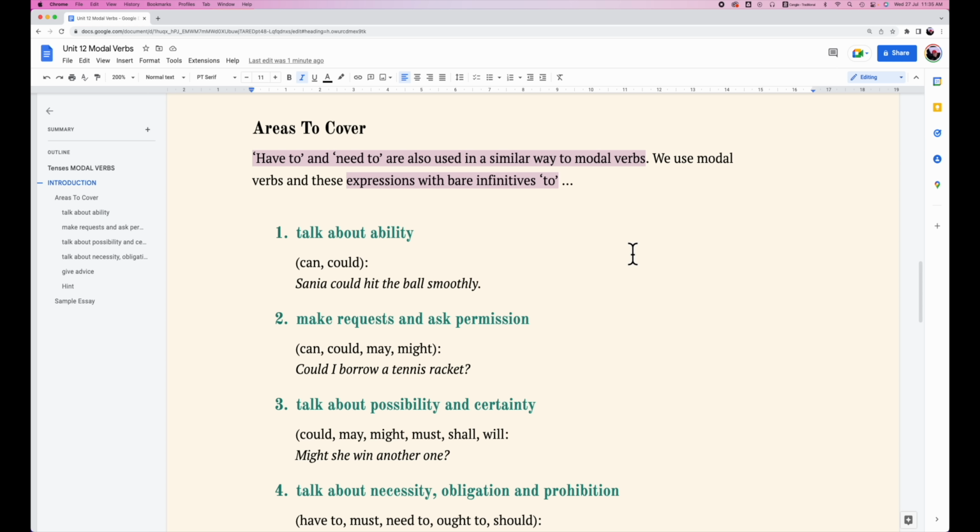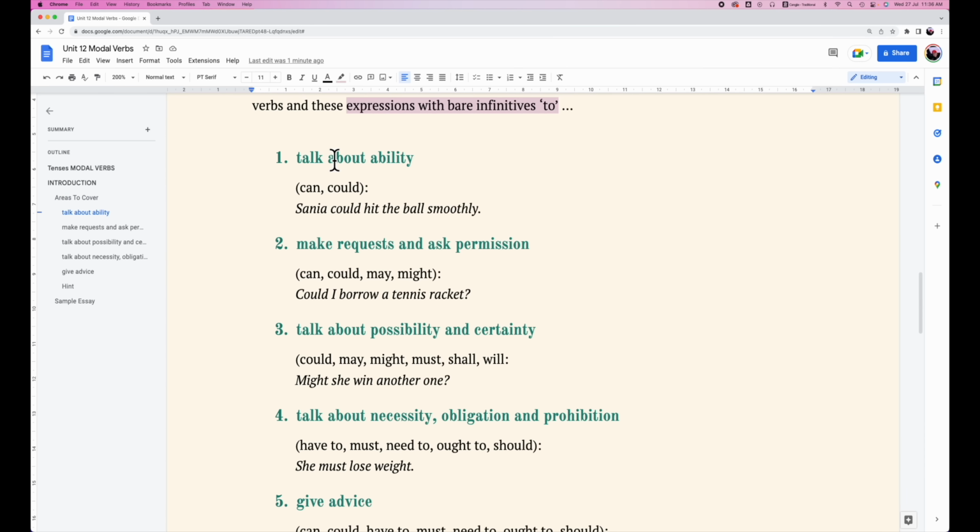And there are some areas to cover. Have to and need to are also used in a similar way to modal verbs. Using modal verbs and these expressions with bare infinitives too. Modal verbs are very easy to apply. However, what's more important is the function of using a particular modal verb. Let's take a look at how many functions we're gonna cover.